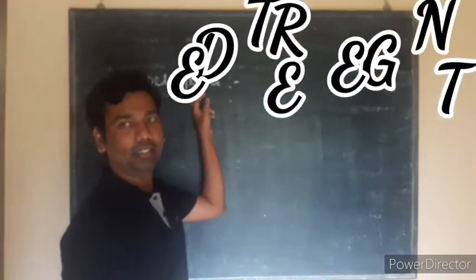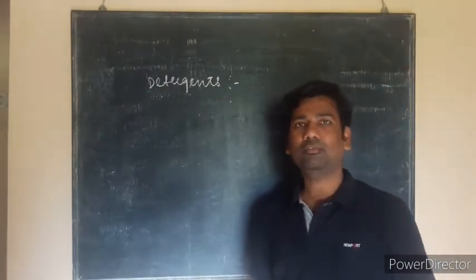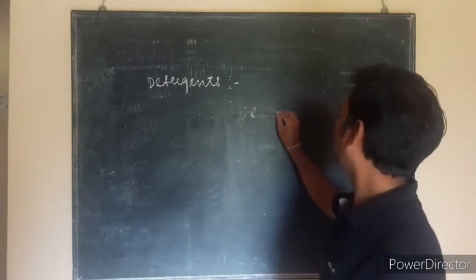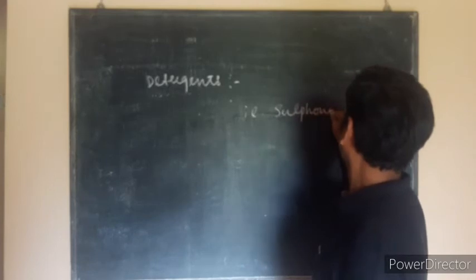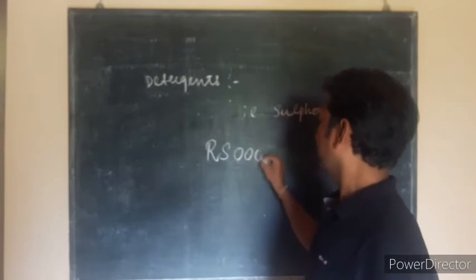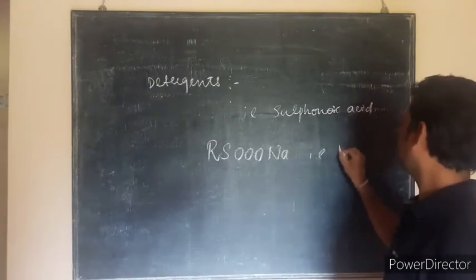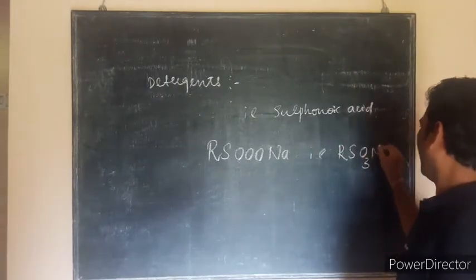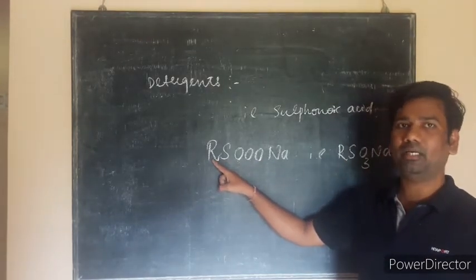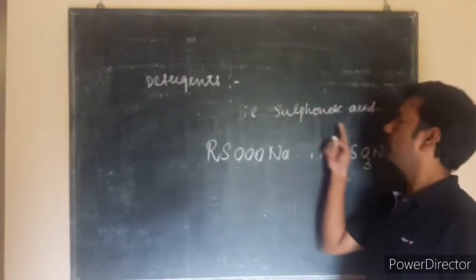Now the next one is detergents. Detergents are also the same as soaps. It is a sodium salt of a long hydrocarbon chain of a sulfonic acid. We can write this as RSO3Na. R is any alkyl group you can consider, like CH3 or C2H5, like that. So it is also a long chain of a sulfonic acid.